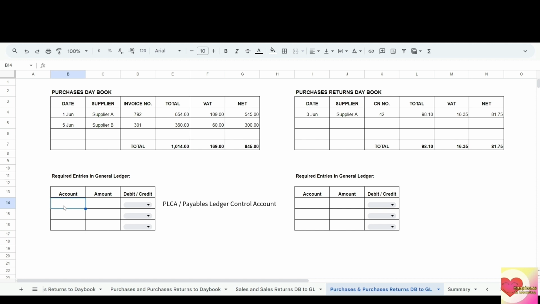PLCA means Payable Ledger Control Account, but it also comes in different terminologies like Purchase Ledger Control Account, Trade Payables, Creditors, or Trade Creditors. The total of the total column goes to PLCA. Second, the VAT goes to VAT account. And then third, the net goes to purchases account. Now let's transfer the totals from each column.